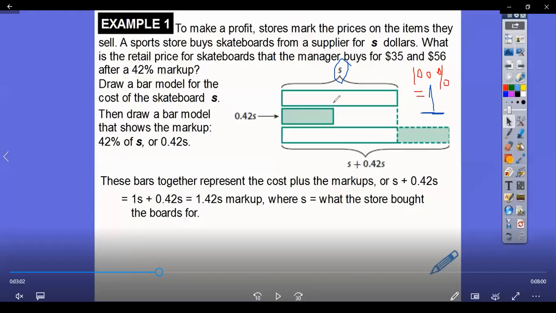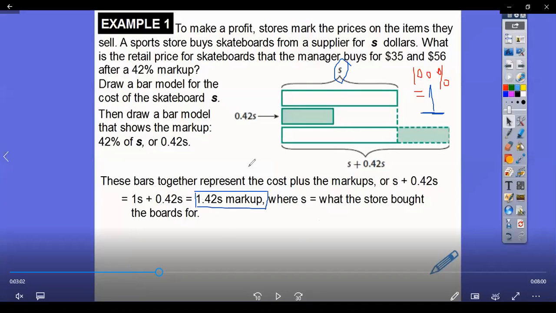After that, second point, we will change the percent which he gave us into decimal. The third step is to add them together: the cost plus the markup, which is S plus 0.42S. Then by the end, 1.42S markup. This part is very important. This is the percent which we are going to deal with.